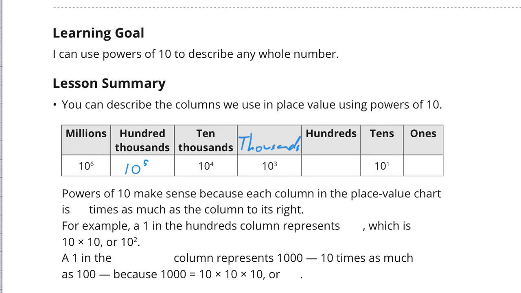Hundreds is 10 to the power of 2. Tens is 10 to the power of 1. It's a 1 with 1 zero afterward.